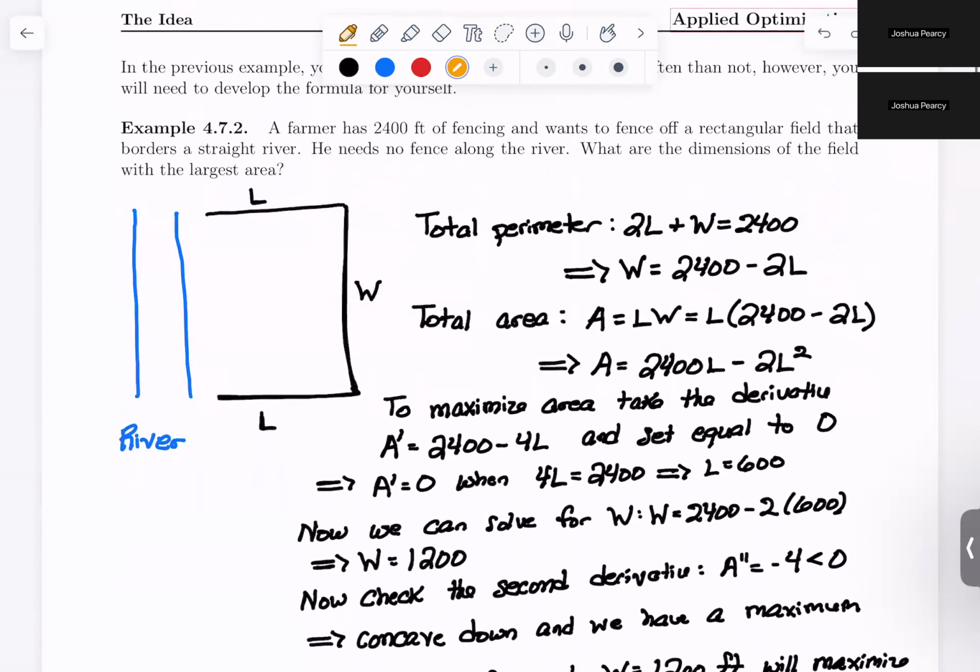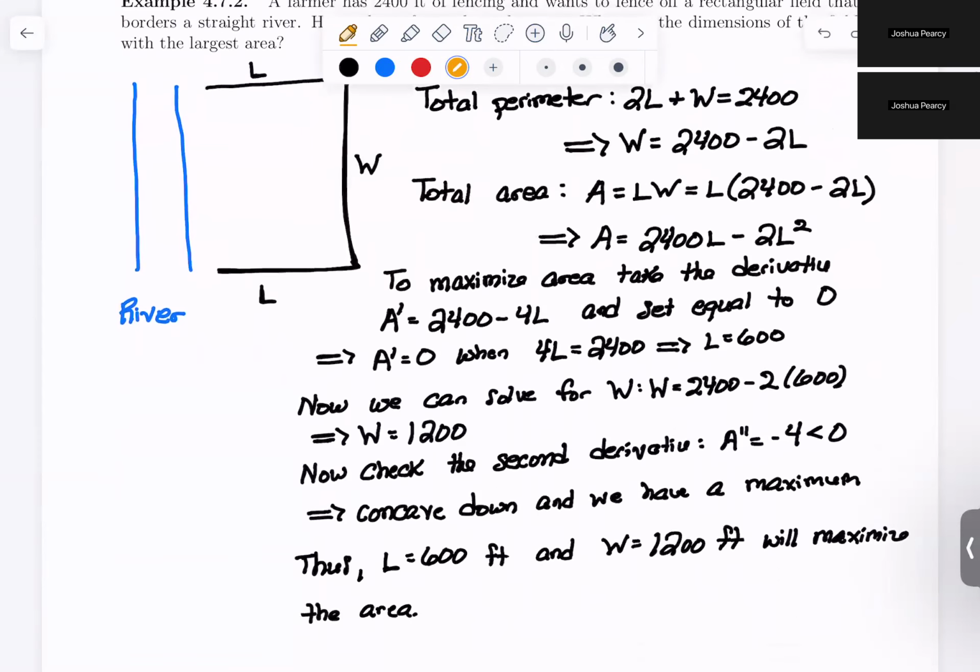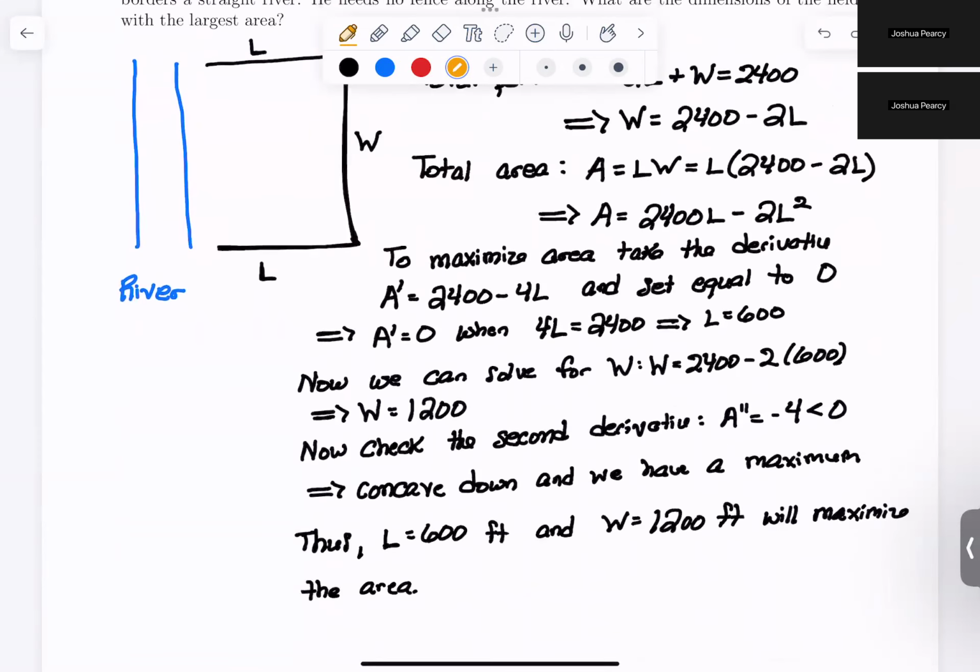Now what we want to do is figure out what the width is. So we take our length that we just solved for, plug it back up in here and solve for W. We take 2400 minus 2 times 600, or 2400 minus 1200, and that's 1200. So now we know what L is, we know what W is.